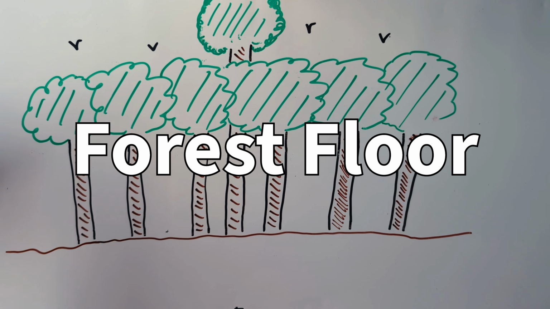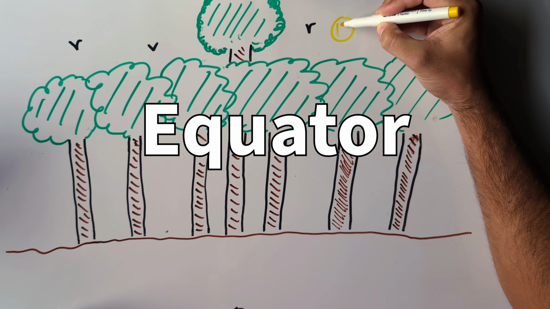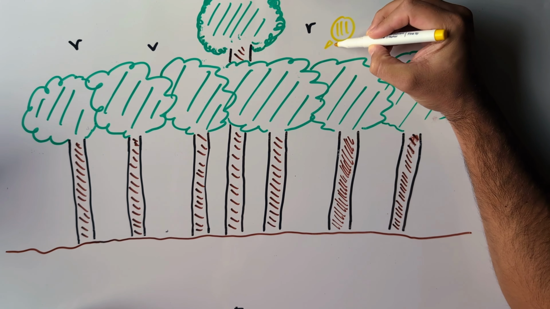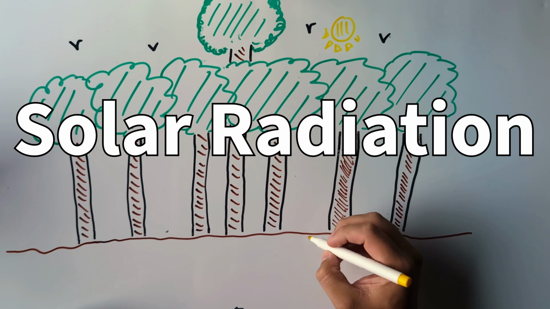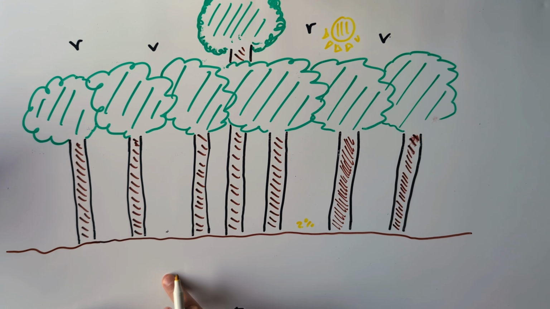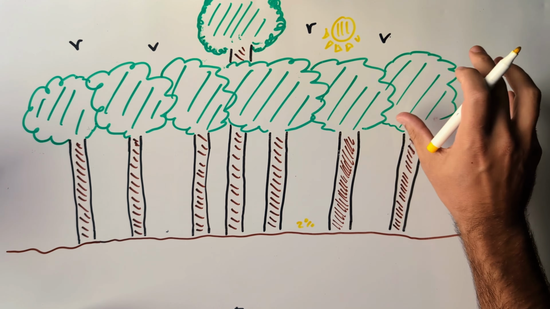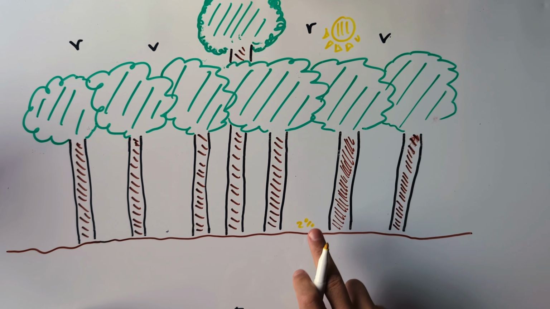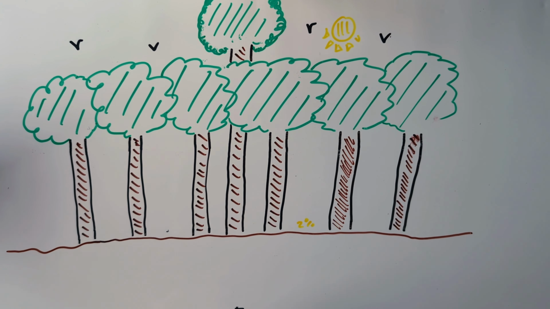The first thing you need to know is that whilst rainforests are found on the equator, and therefore they receive a huge amount of solar radiation, only about 2% of that solar radiation makes it to the forest floor, okay? And that's because it's absorbed and captured by the canopy, which we'll talk about in a second. So they tend to actually be very dark spaces, okay?